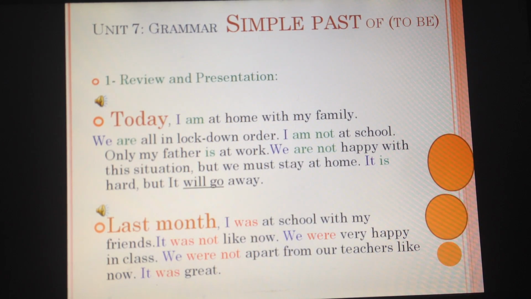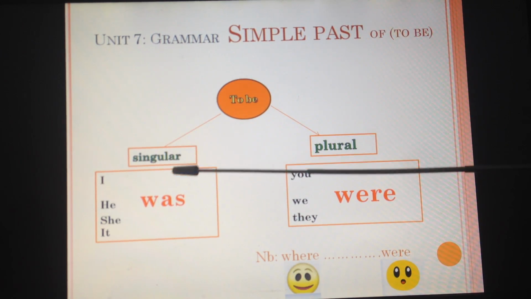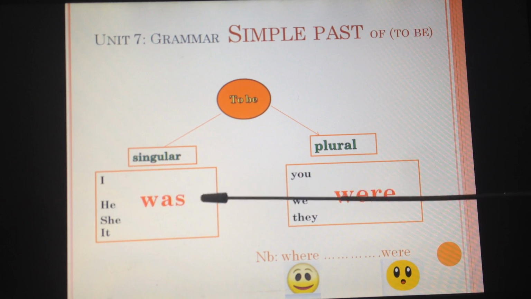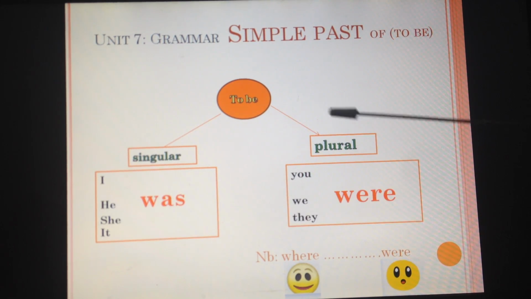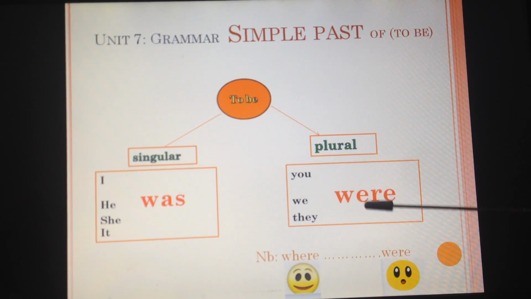Okay, great. So conclusion. The verb to be in simple past, like in simple present, has two forms. The singular form: I was, he was, she was, it was. Plural: you were, we were, they were. And be careful about the pronunciation. Were, we were, you were, they were. So this is the first conclusion: we have two forms for the verb to be in simple past.